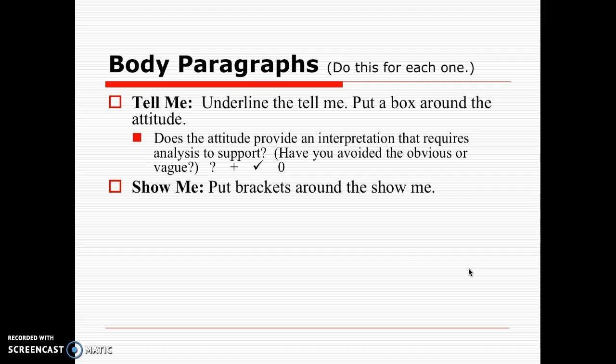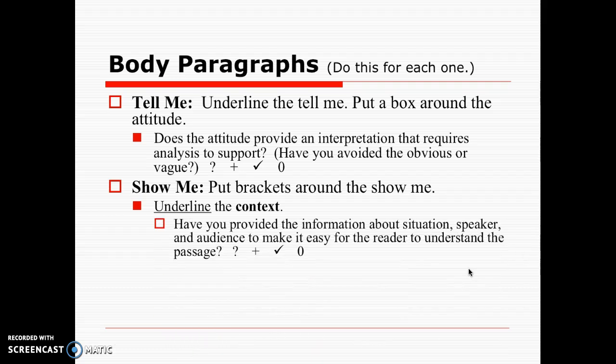Next up, you're going to put brackets around the show me. Remember that the show me should start right after the tell me, and it ends with the page citation at the end of your passage. Now, what has to come before the passage is the context.